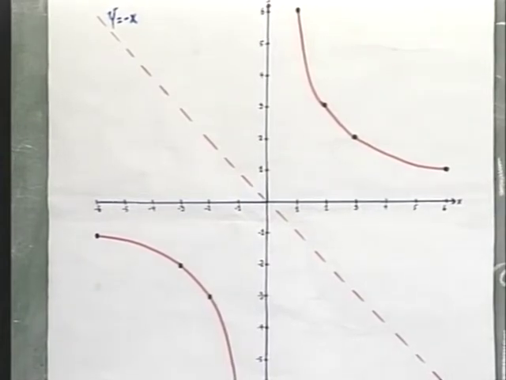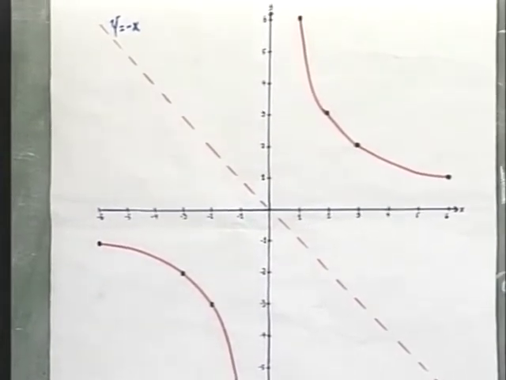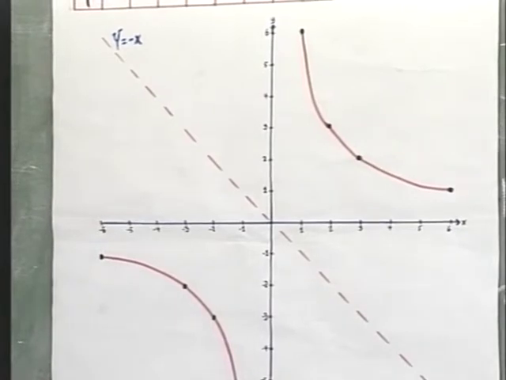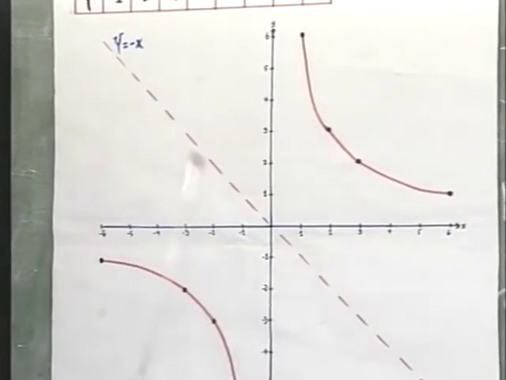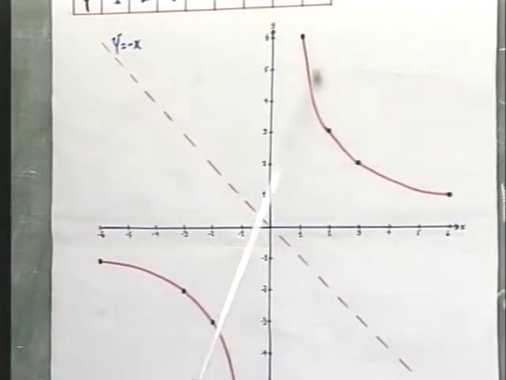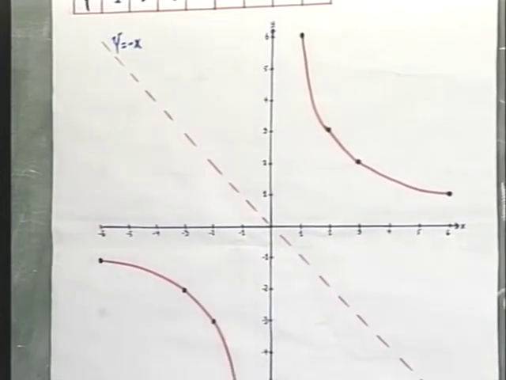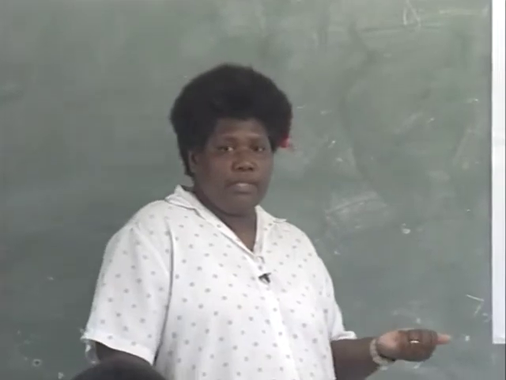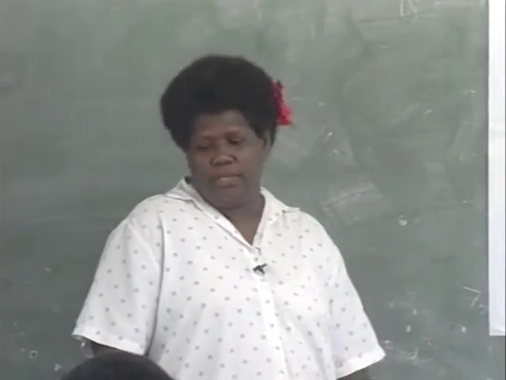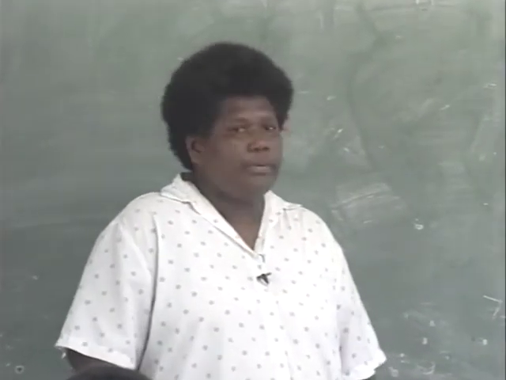Now, the question that is asked here, how is it different from the other graphs that you have drawn? By looking at the graph, just ignore this line first. Just look at the curves. How is it different from the graphs of linear equations and graphs of quadratic equations that we've drawn?